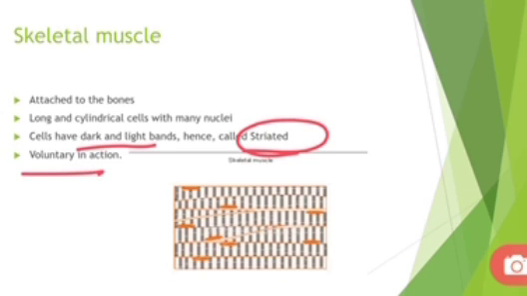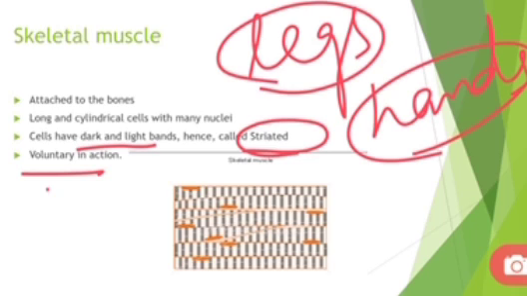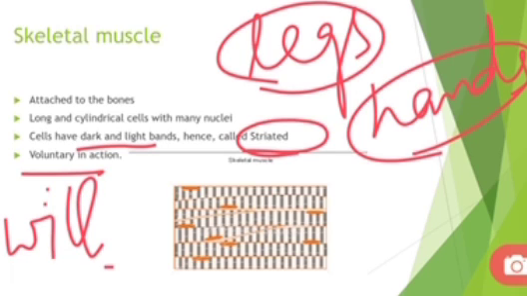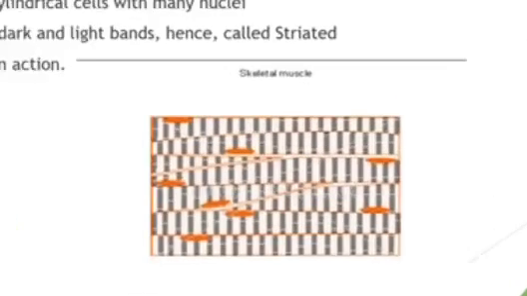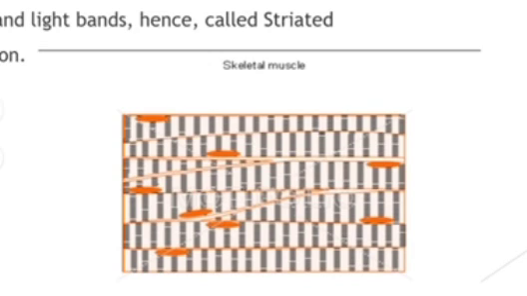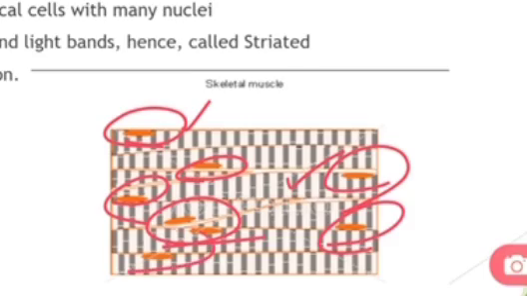They are voluntary in action, meaning they will move according to our will. Take for example legs. If I tell my legs to work, then only my legs will work. If I wish my hands to move, then only my hands will move. So this is the meaning of voluntary, performing the functions when we wish. If we see the diagram given here, you can see the dark bands and the light bands, and also many nuclei present in the cells.